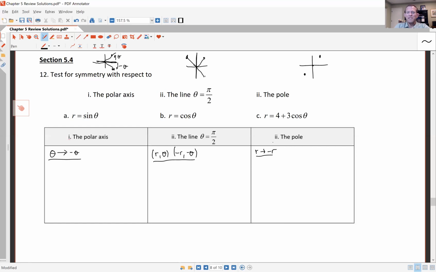And so for most of these problems, it really just amounts to remembering that the sine function is odd, in the sense that the sine of negative theta is the same thing as negative sine theta. The cosine of theta is an even function, in the sense that the cosine of negative theta is the same thing as the cosine of theta.